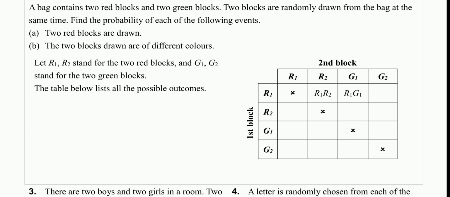This time you want to find that a bag contains 2 red balls and 2 green balls, and you want to draw from the bag at the same time. And you can just think of it. This time you want to find the probability for A and B. So you know this time you have 2 red balls and 2 green balls.